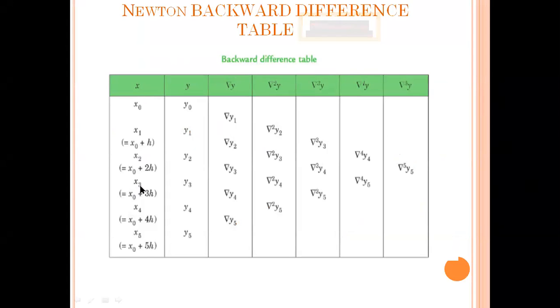x0, x1, x2, x3, x4 and x5 are the x values, y0, y1, y2, y3, y4 and y5 are the y values. Del y1 can be calculated from y1 minus y0, del y2 is y2 minus y1, and del y3 is y3 minus y2 and so on. Similarly, del square y can be calculated as del y2 minus del y1 and so on. Similarly, we can calculate del cube y, del power 4 y and del power 5 y.